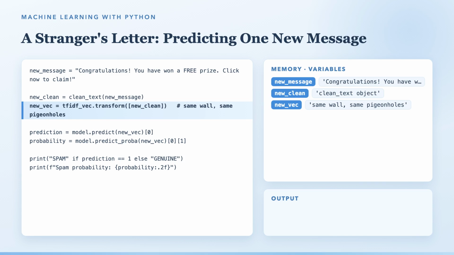Free. Prize. Click. Claim. Nudge after nudge after nudge. 99%. Stamped spam. Into the basket it goes. 1 line of code, and 200 years of the postmaster's instinct.